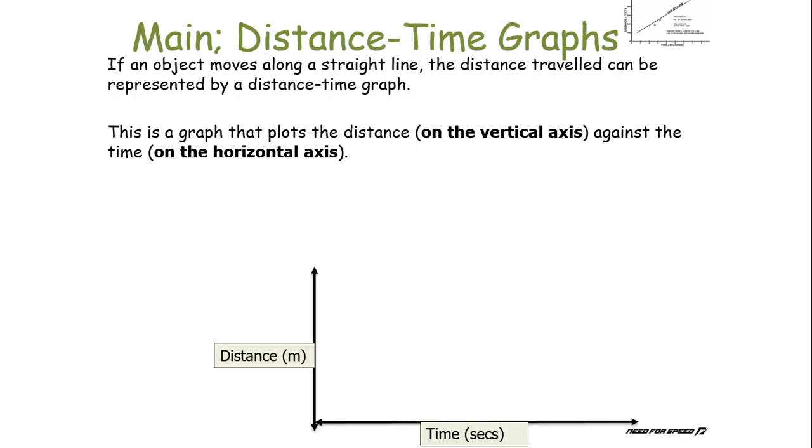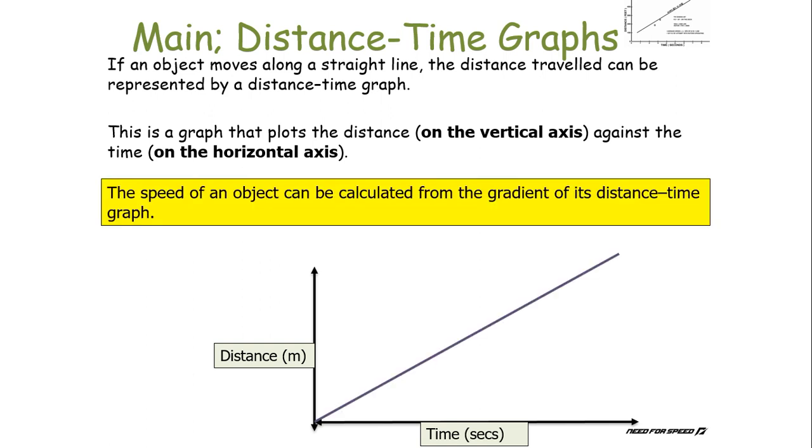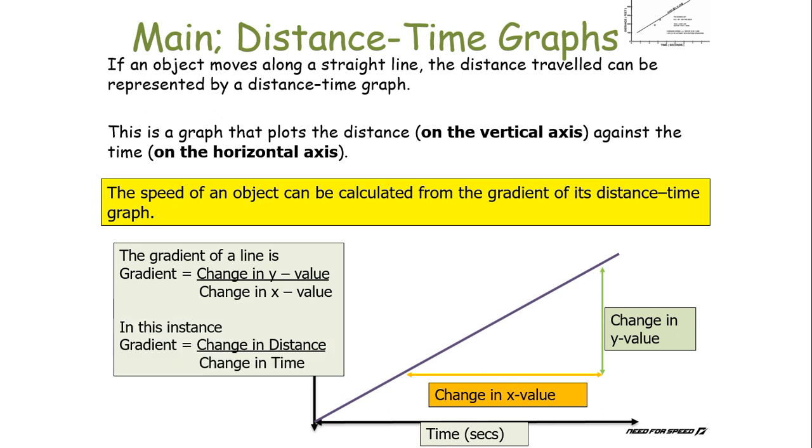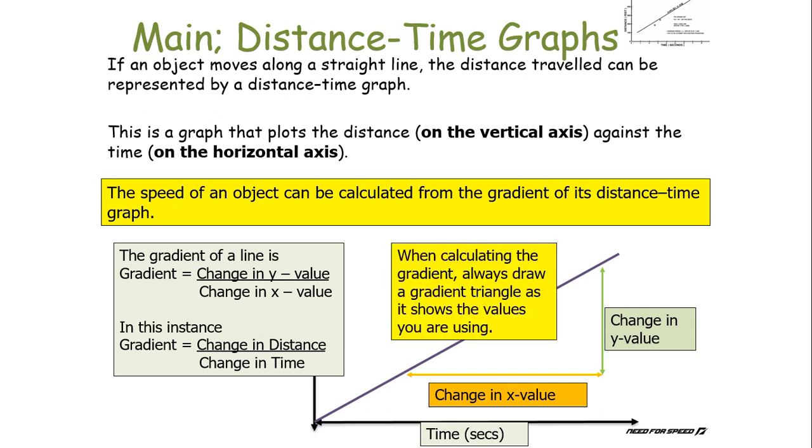Now, if an object is moving along a straight line, the distance travelled can be represented by a distance time graph. That's where you plot the distance on the vertical axis and the time on the horizontal. Now, the speed of the object can be calculated from the gradient of the distance time graph. Now, the gradient of a line is the change in the y value divided by the change in the x value. So in this instance, it's the change in distance divided by the change in time.